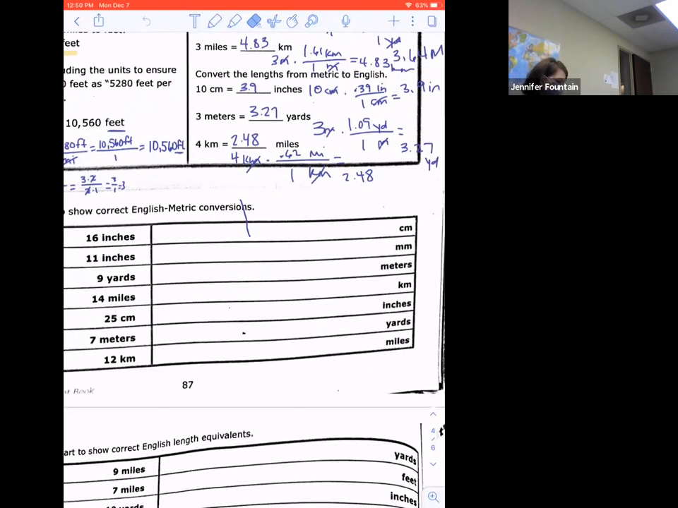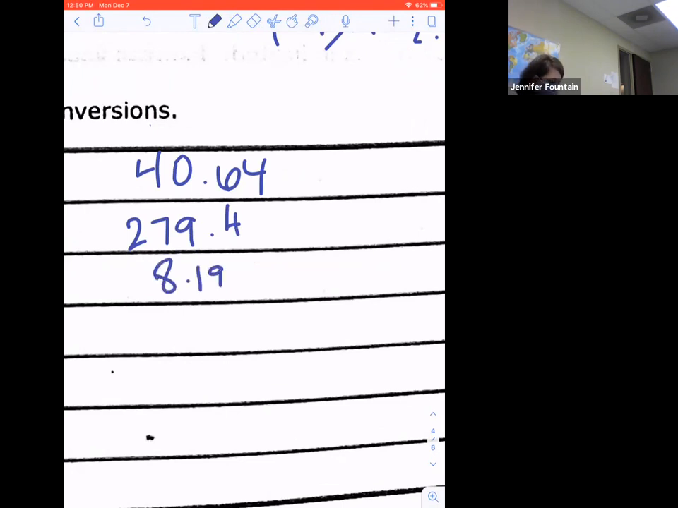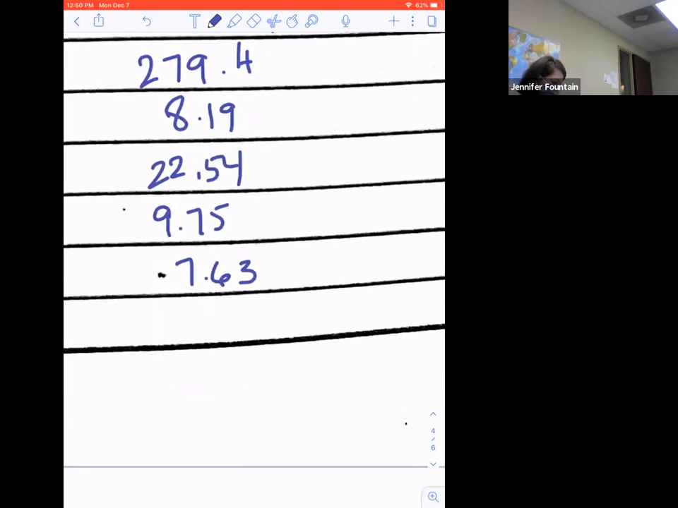All right. So 16 inches is equal to 40.64 centimeters. 11 inches is equal to 279.4 millimeters. 9 yards is equal to 819 meters. 14 miles is equal to 22.54 kilometers. 25 centimeters is equal to 9.75 inches. 7 meters is equal to 7.63 yards. 12 kilometers is equal to 7.44 miles.